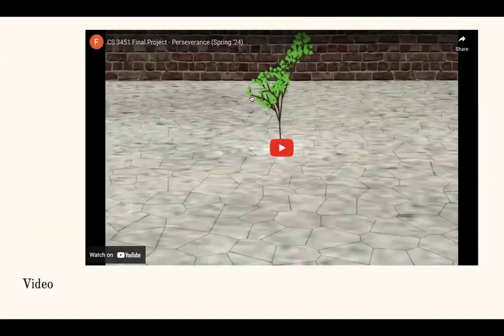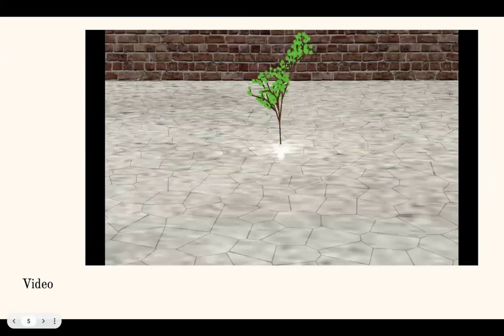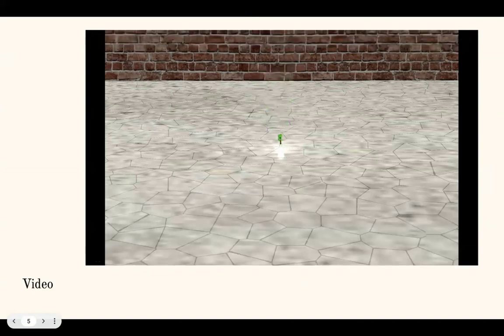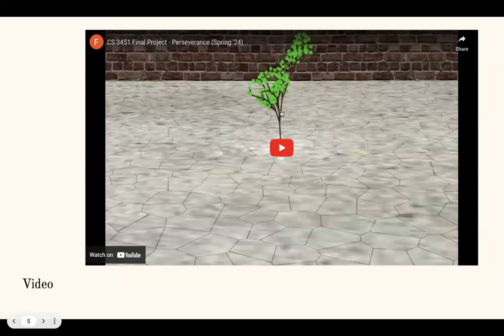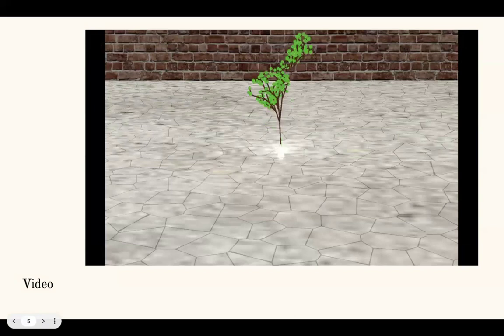This is a video. As you can see, a plant is going through the concrete pavement, breaking through what seems to be an impenetrable barrier, showing perseverance and never giving up. You can see the spotlight on the plant right here. The cracks were generated using cellular noise, and the plant itself was generated using L system. Essentially, every iteration of the L system is represented here, up to 4. We have 4 stages for the L system.